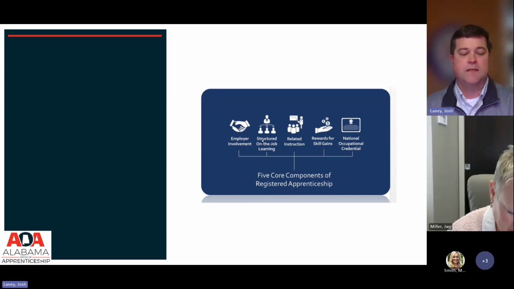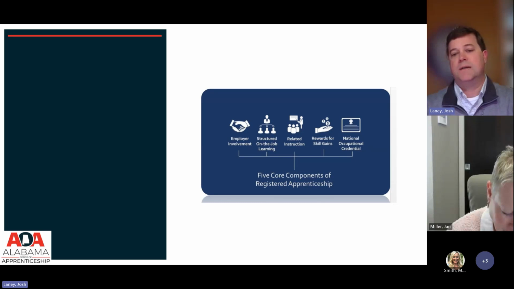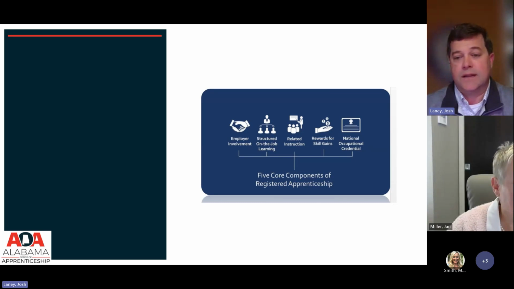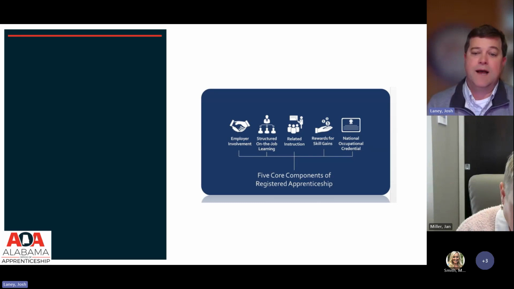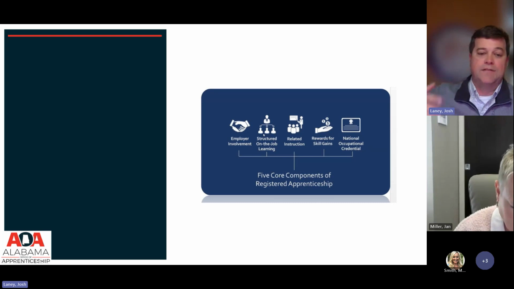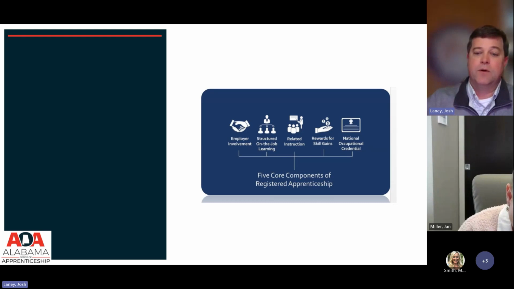The second component of a registered apprenticeship program is structured on-the-job learning. Every apprenticeship, of course, includes on-the-job learning. That's really kind of the secret sauce, is getting people into the workplace and doing the work in real life under the supervision of a mentor so that they can learn exactly what it takes to be qualified and be proficient in that particular occupation. So this on-the-job learning is what you have to be able to do. And of course, if you're doing it, then that is evaluated by the employer.